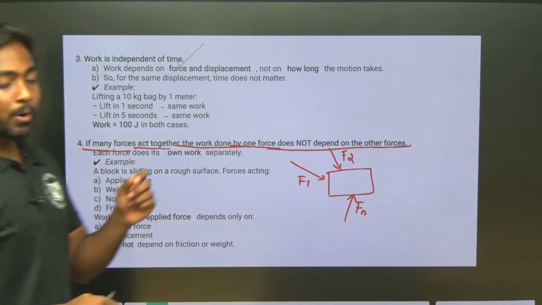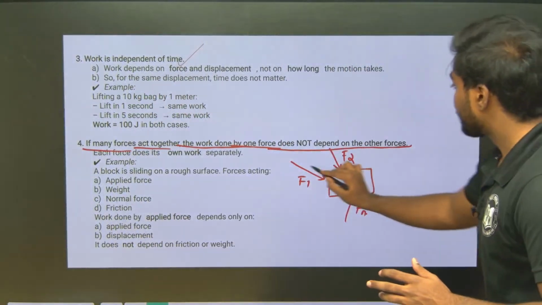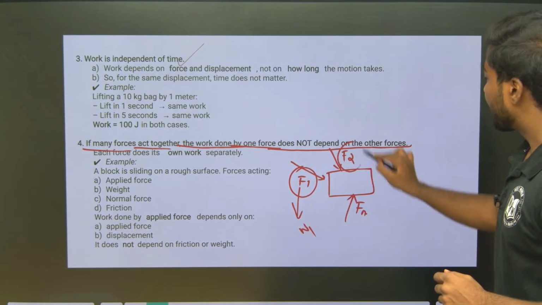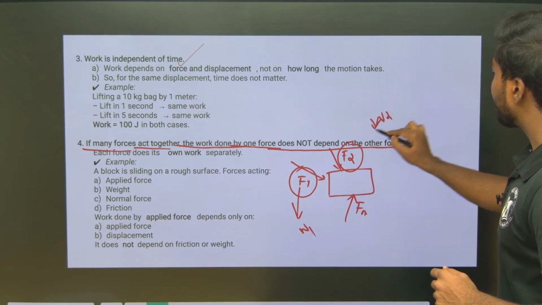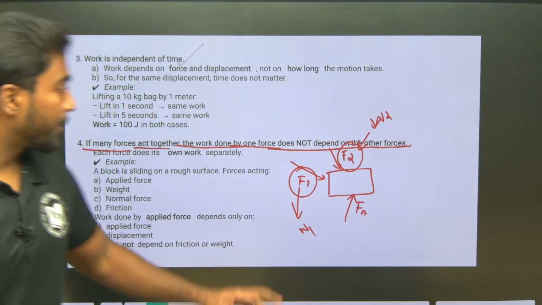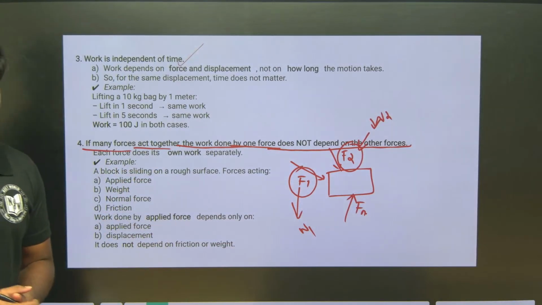Like work done for one force, this force depends on the work done W1. Similarly, work done W2 will depend on the force F2, right. So it doesn't depend on the other forces. So this is the fourth condition.